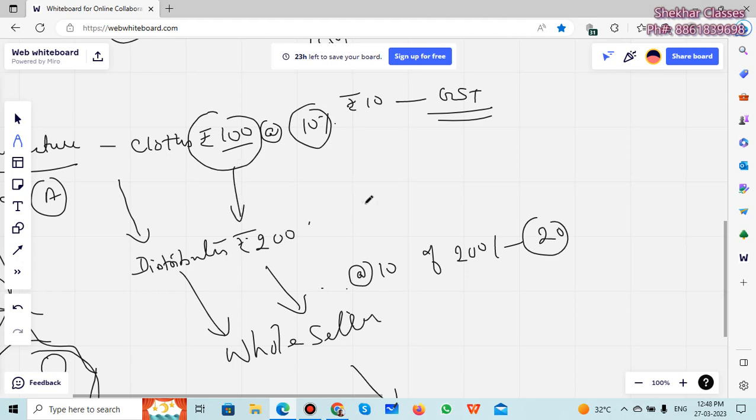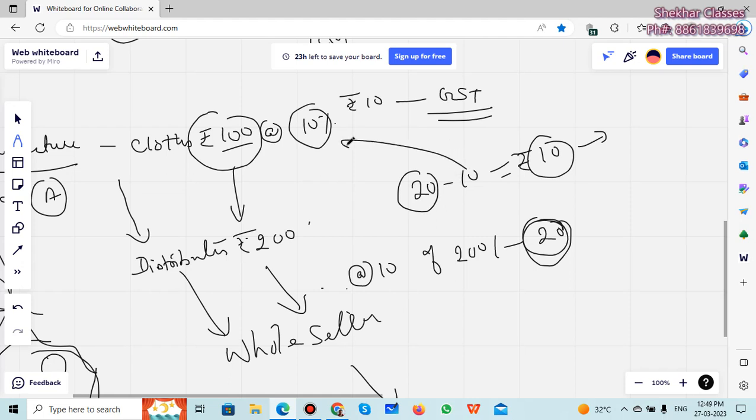Now since the distributor has already paid 10 rupees as a tax to the manufacturer when he bought it from him, he will not pay the entire 20 rupees to the government here. What he will do is subtract 10 rupees from 20 rupees, and he will pay 10 rupees as a tax to the government. Because out of the 20 which he has collected, he will pay only 10 rupees, because he has already paid 10 rupees earlier. So why should he pay extra?